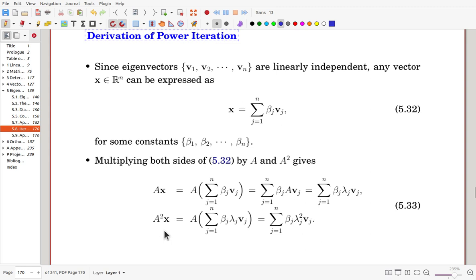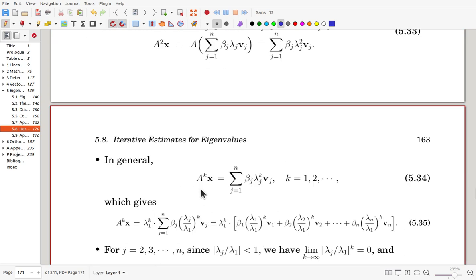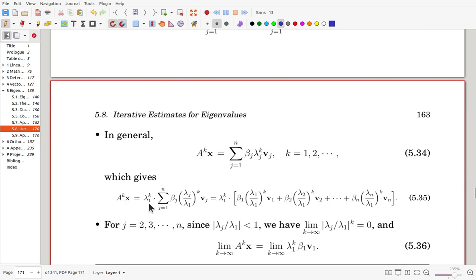Once we multiply one more time by A, then we get lambda j squared. In general, after k multiplications, we have lambda j to the k. Now we manipulate the equation in this way. We try to factor out lambda 1 to the k, so we have lambda 1 to the k in the denominator. So this is the explicit detailed equation.